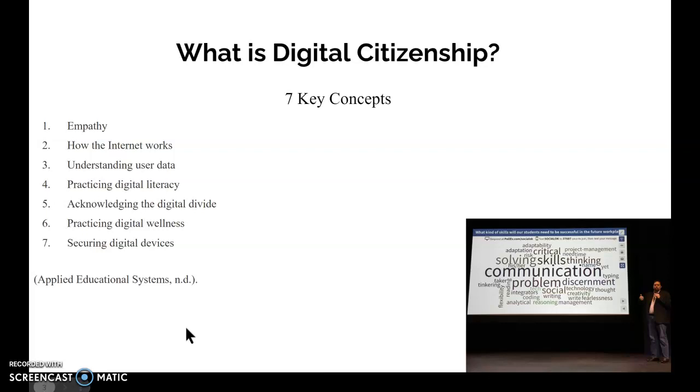Seven key concepts. They must have empathy, know how the internet works, understand user data, practice digital literacy, acknowledge the digital divide, practice digital wellness, and secure digital devices.